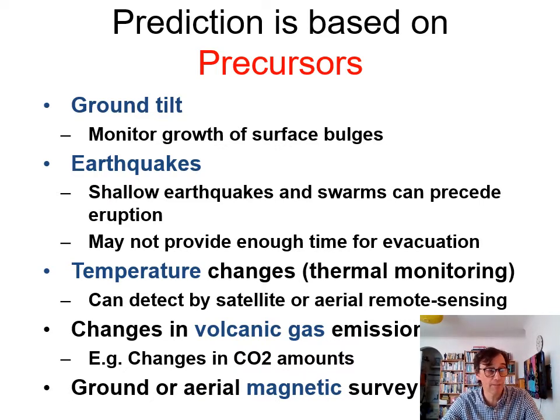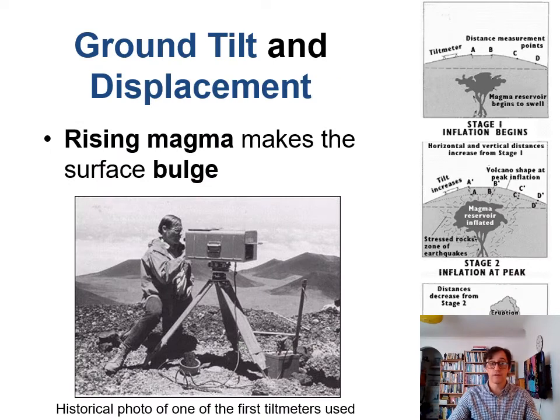Ground or aerial magnetic survey. Again, this can be done very quickly from the air, and you basically have a magnetometer, and you can see if there is a change in the magnetic signal from the ground. If you're introducing more magma, a slightly different type of rock, into an area, the magnetic signal of that ground will change. Again, another technique to use for looking at this.